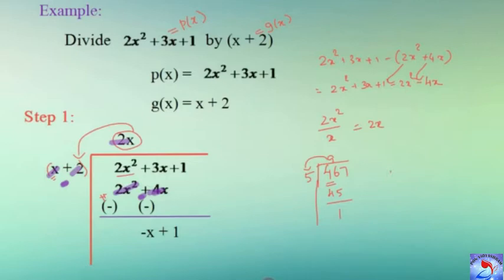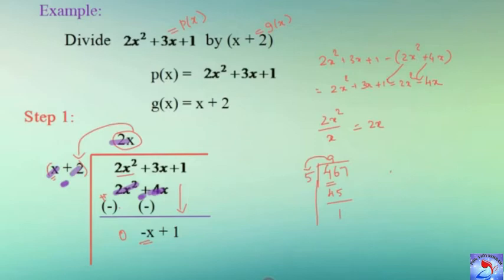So now you consider the terms like 2x square minus 2x square. Now 2x square minus 2x square gives you 0. And then 3x minus 4x gives you minus x. So this part is done and you have 1 left out here. So that 1 has been brought down here. So when you divide the given polynomial, that is 2x square plus 3x plus 1 by x plus 2, we have the quotient 2x and we have the remainder minus x plus 1.